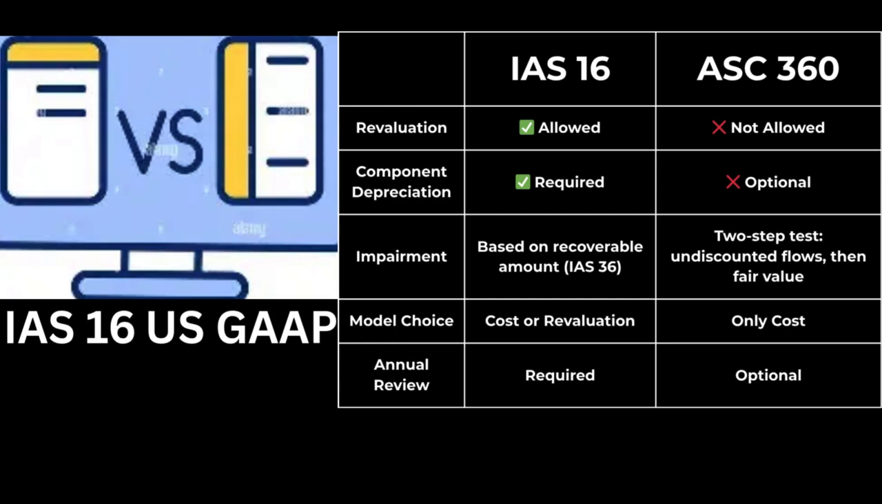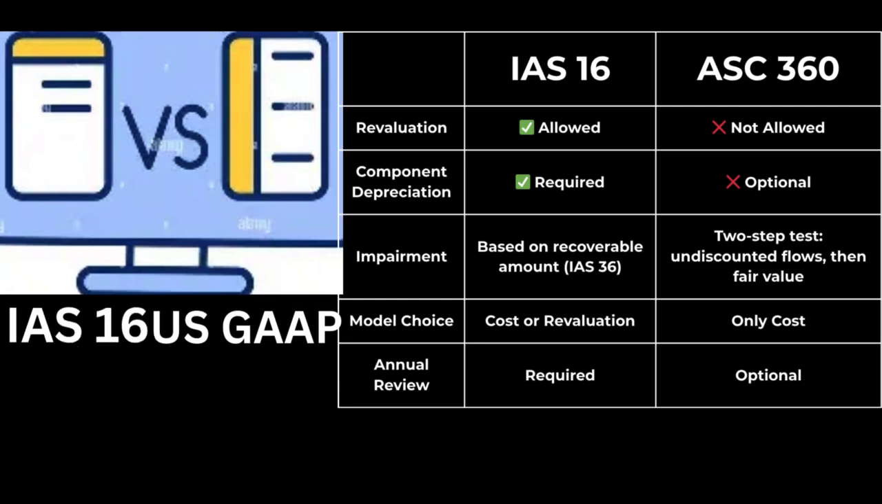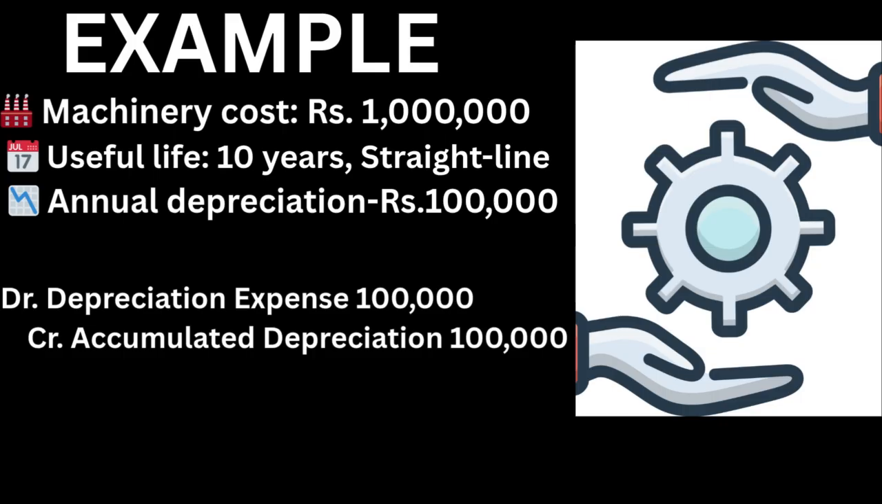Residual value must be reviewed annually and adjusted if expectations change under IAS 16. Under US GAAP, also considered, but changes in residual value are typically made only when necessary. Let's say you purchase machinery for 1 million rupees with a useful life of 10 years using the straight line method. Annual depreciation will be 100,000 rupees, recorded as a debit to depreciation expense and a credit to accumulated depreciation.